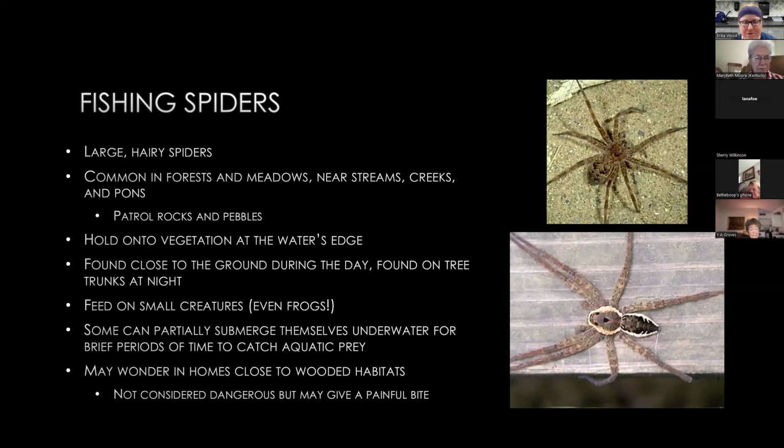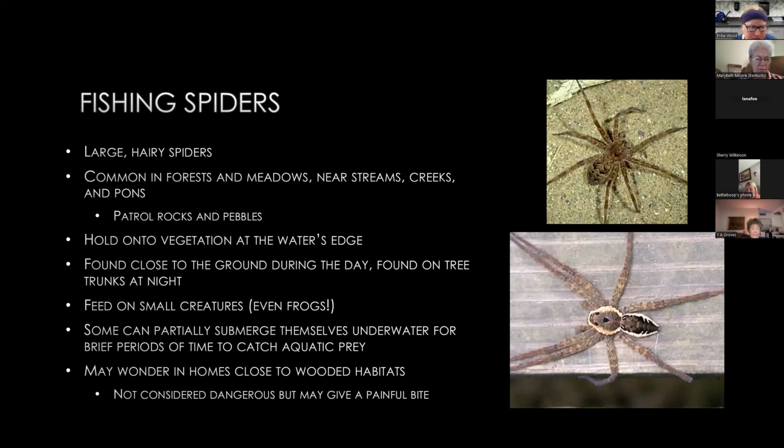So they will catch just about anything that they can get their hands on. And so that includes aquatic prey. Now, when it comes to can the spider swim? Can it be in the water long term? They can kind of partially put themselves in the water and stay under the water for a small period of time, but they can't do that long term without, of course, drowning. But if it's very shallow water or they're holding on to something, they may be able to catch some of those aquatic prey.